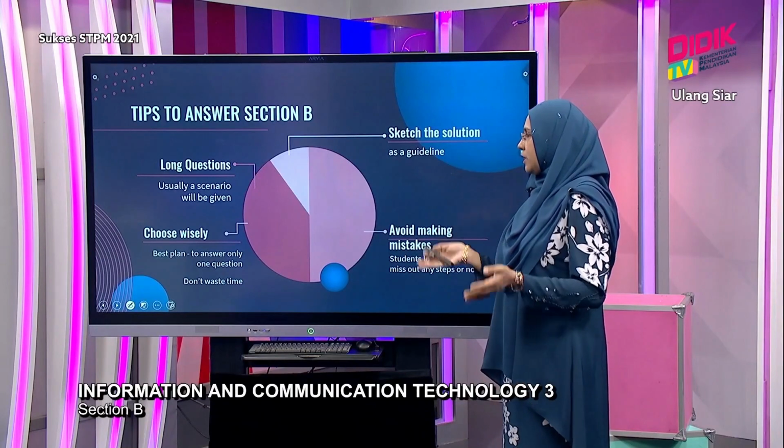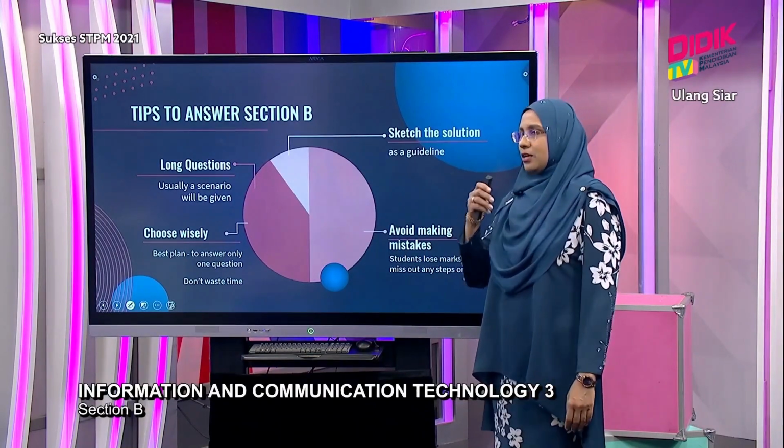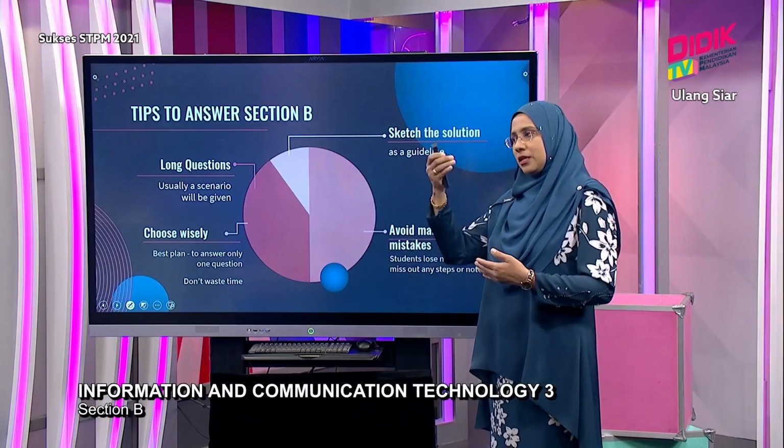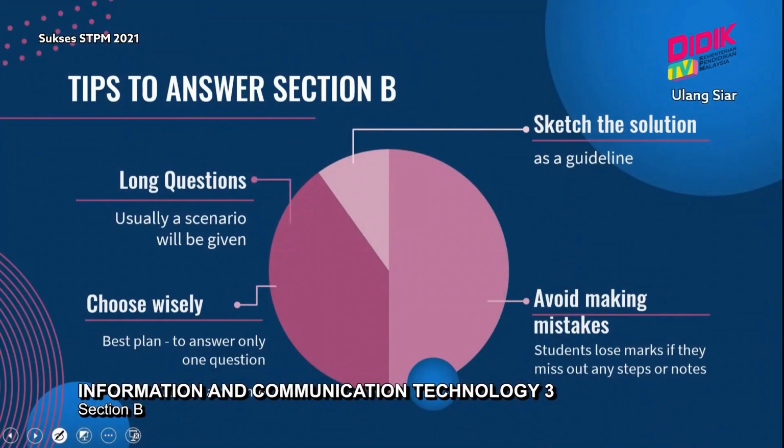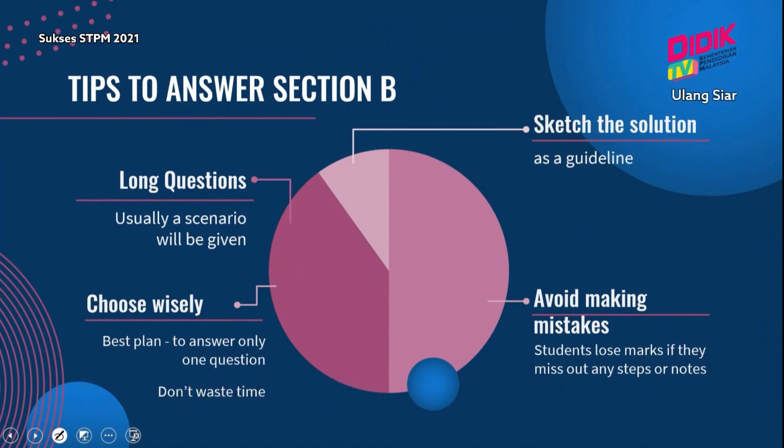When they give a scenario, please sketch. Sketch on your paper the sample answers, and then choose wisely which one to answer, question number 6 or question number 7. Don't answer both. If you answer both, what happens? Only the first one will be marked, so you're wasting time. And then avoid making mistakes. Students lose marks if they miss out any steps or notes. Usually this is for drawing. Students might miss marks there.